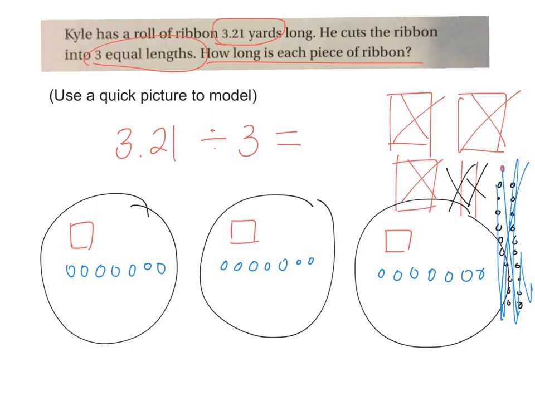How much is in one group now? How much is in one group? Ashi? 1 and 7 hundredths. Yeah, 1 and 7 hundredths. So I know that each piece of ribbon is 1 and 7 hundredths yards long.